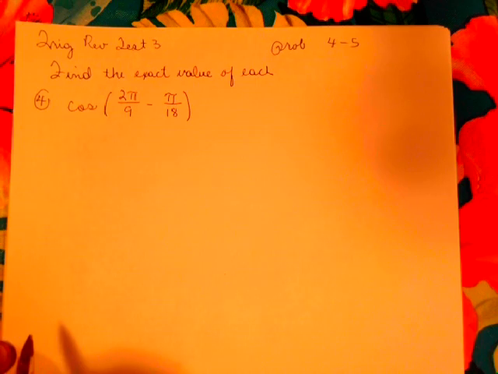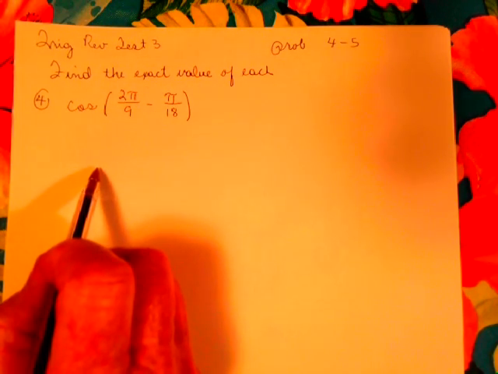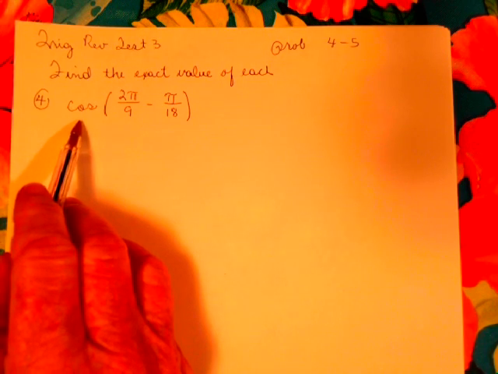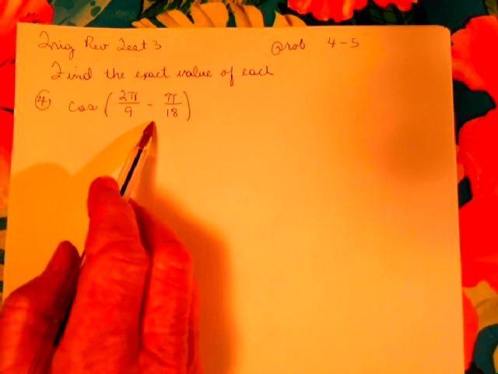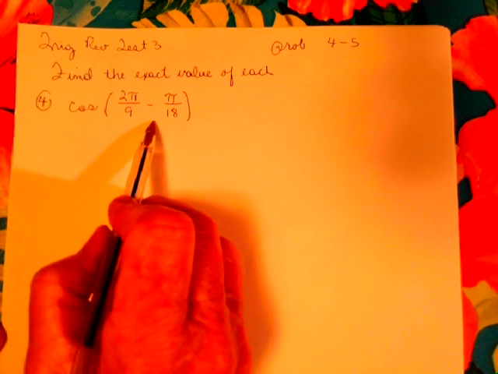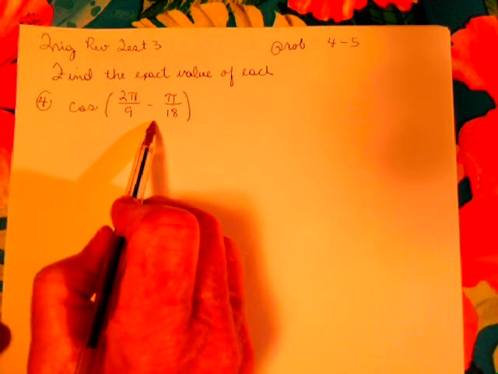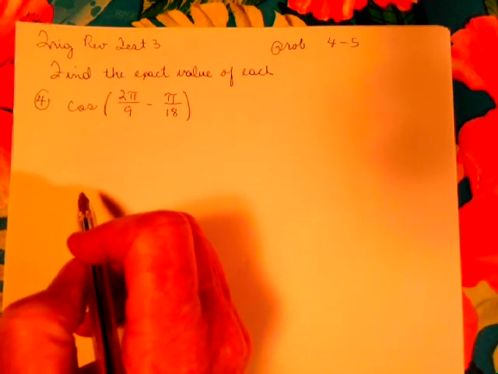Problem number 4 on the study guide says find the exact value of each expression. This problem is cosine of 2 pi over 9 minus pi over 18. I'm going to combine these two and see if the angle that I come up with is something that I can easily find the exact value of.